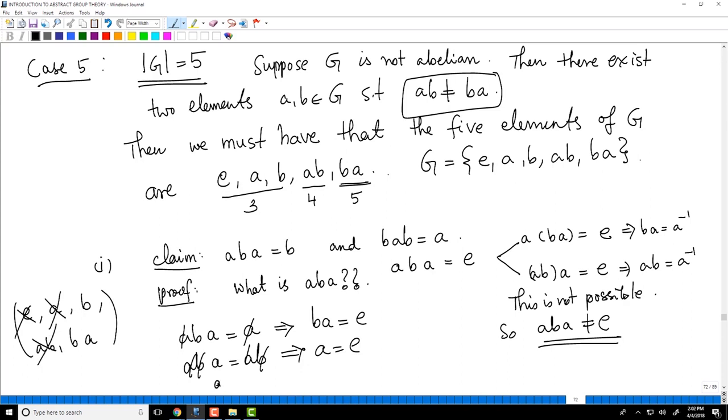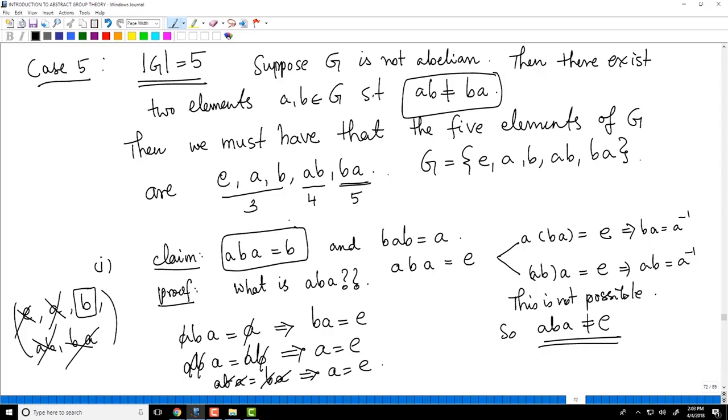Can it be BA? It can't be. Again, I can cancel B and A, and I have A equals E, right? So it can't be BA. So ABA must be B. This is the only possibility left. So ABA is B. This is proved.